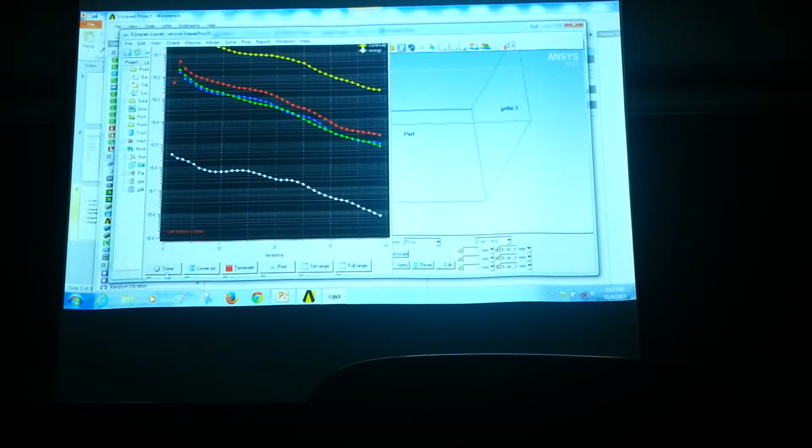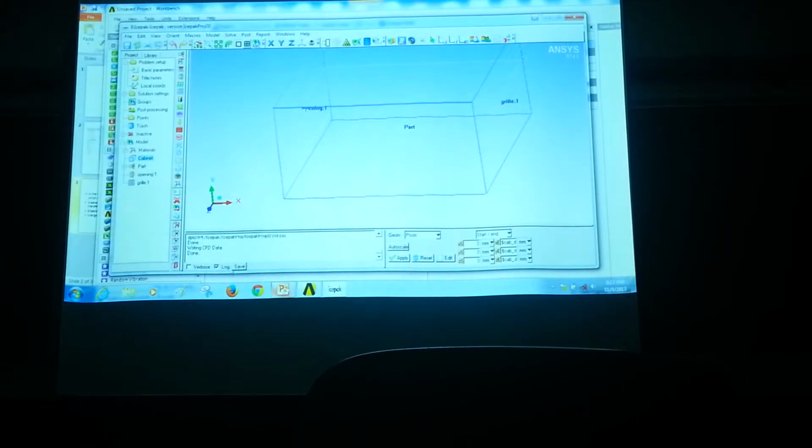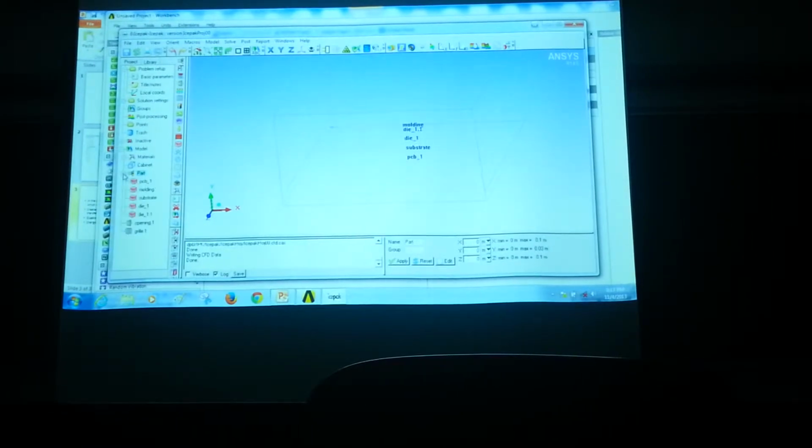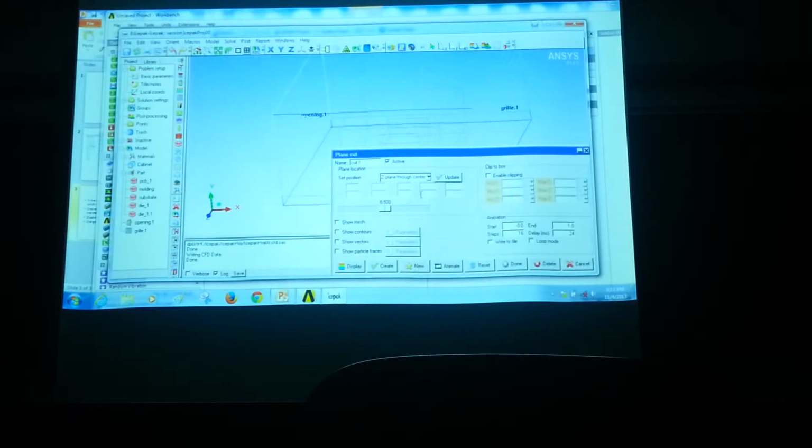Okay, so it's done. So now we can look at the velocity, for example. Post-process, plane cut, and let's cut it in the Z direction, Z plane. And let's show the vectors.